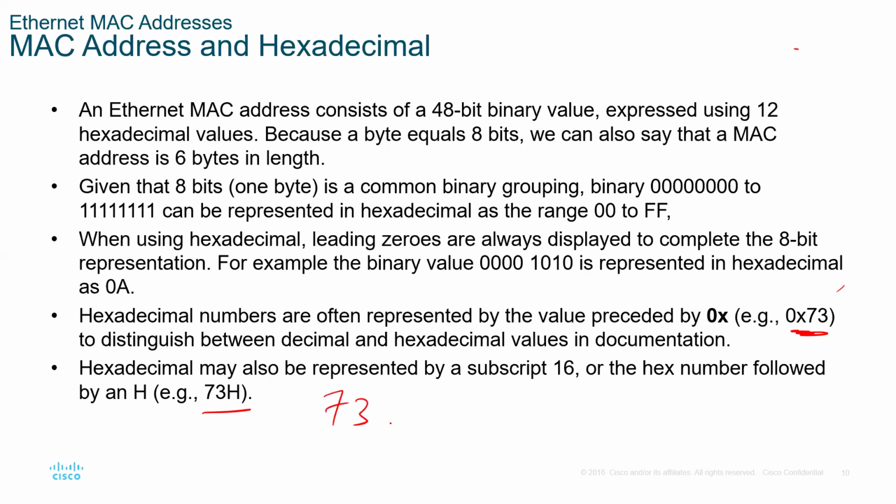So 73, let's put that in binary. Let's put that in hexadecimal. Help me. In binary, it should be 0, 1, 1, 1, 0, 0, 1, 1. Confirm if it's correct. That means in decimal, this value is 128, 64 plus 32. Let me do some calculations.